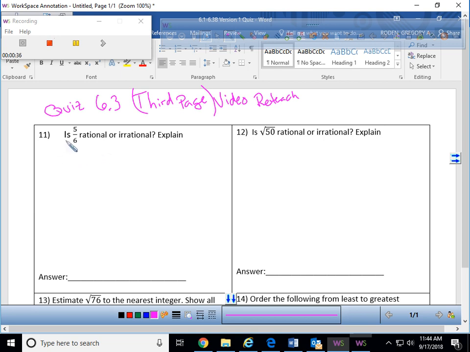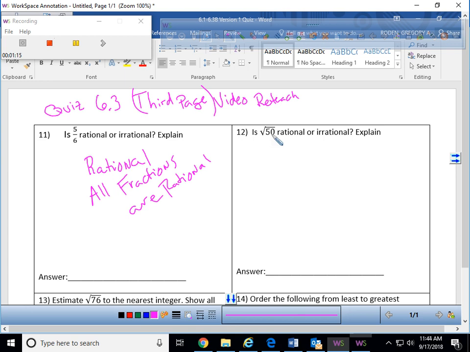Number 11 says, is 5/6 rational or irrational? Now, we've talked a lot about this, but if it's just a plain old fraction with no weirdness in it, like pi or square root of 2, then it is rational, because all fractions are rational. We can just say something like all fractions are rational. And we've talked about that on the practice test also.